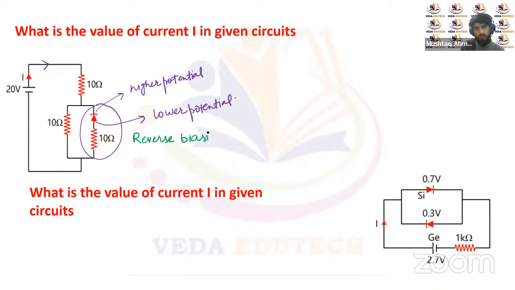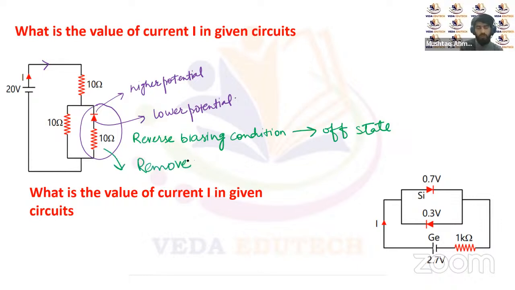Or we can say the P-N junction diode is in off state. It's not in on state, it's in off state. So when the P-N junction diode is in off state, we can replace it with an open circuit, or we can just directly remove this diode from the circuit, right? So there will be no effect because of this diode.